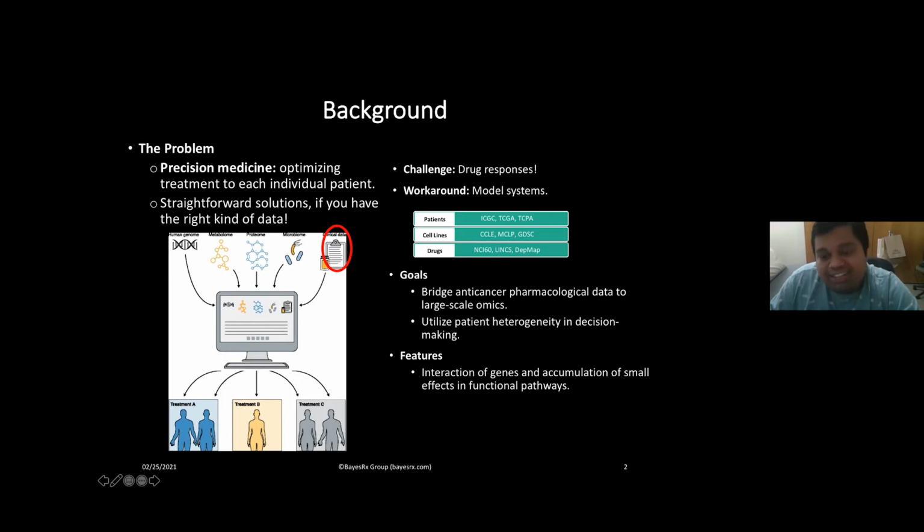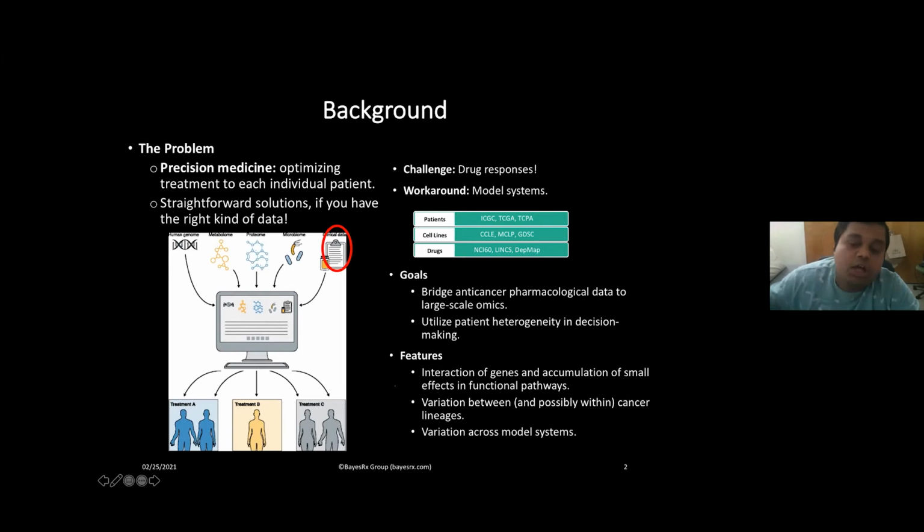First of all, genes do not really act independently, and the accumulation of their effects is not simple or linear. There are interactions and cascades going on between them in biological functional pathways. There also are variations between and possibly within cancer lineages, so depending on what site you look at, you could see different behaviors. And there are variations across model systems, because even though these cell lines are supposed to represent patient tumors, they are in a completely different environment outside the body, and can behave pretty differently. So we need to account for all of that inside our model somehow.